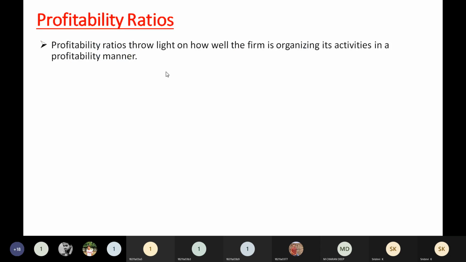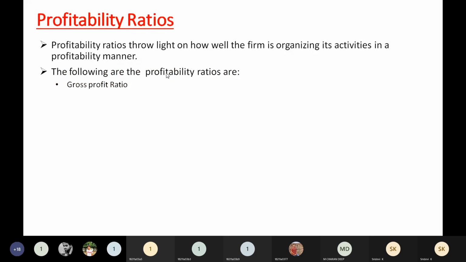organization is going to use its activities to gain profit. So how is it going to earn profits? For that you can use different types of ratios to see the position of the company in case of profitability.